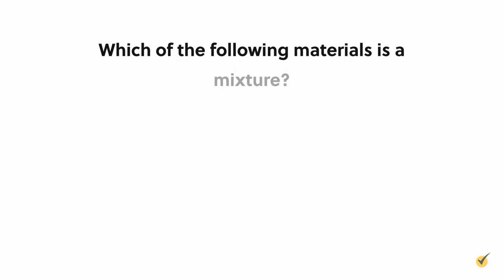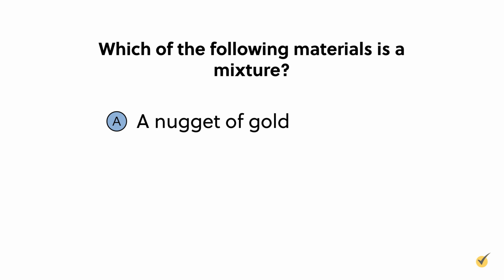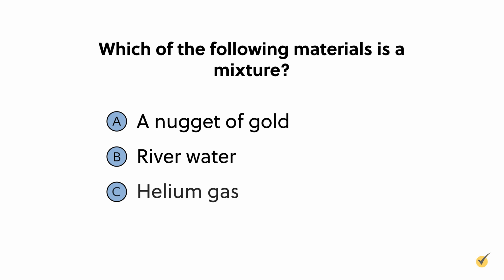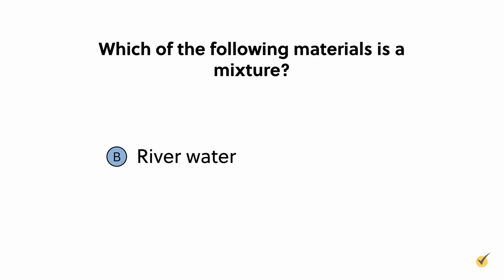Number 2. Which of the following materials is a mixture? A. A nugget of gold, B. River water, or C. Helium gas? The answer is B. River water, which consists of silt and dissolved elements in water.